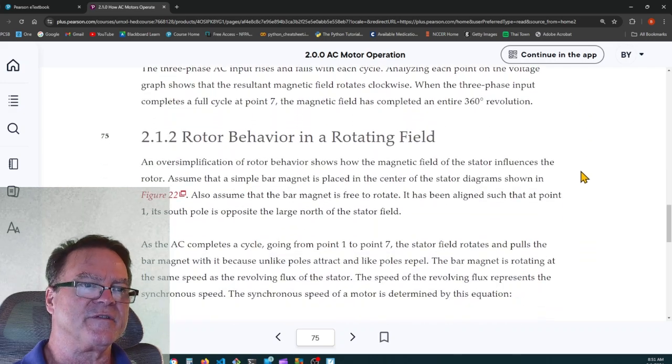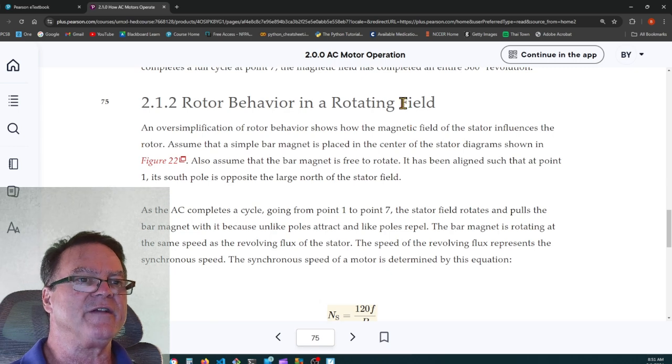And then there's a long description of that. I'm not going to read it. Rotor behavior and rotating field.